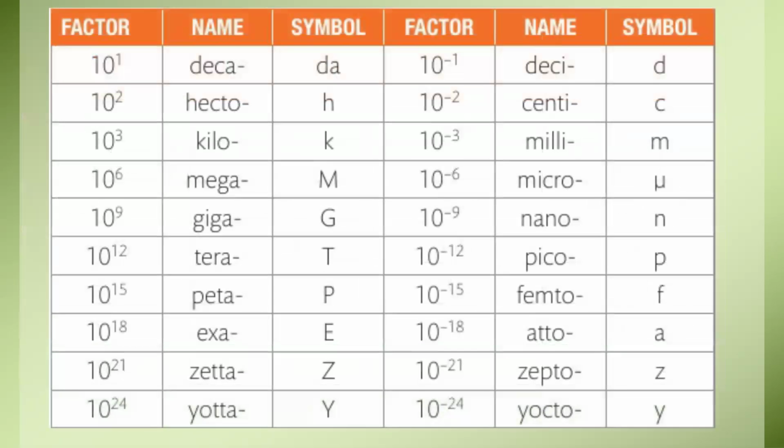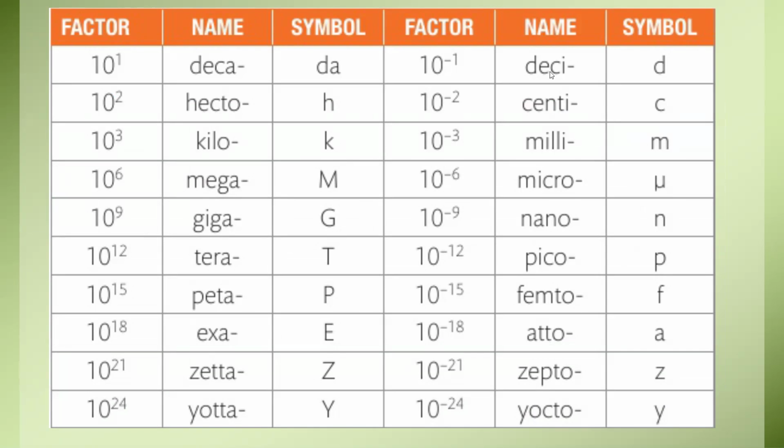Then the prefixes which we use. As a physics student, you have to represent your answers in scientific notation. Some of the answers are too small, some are too big to write out all the numbers. So we use a notation we call scientific notation. And for these scientific notations, certain prefixes are used.